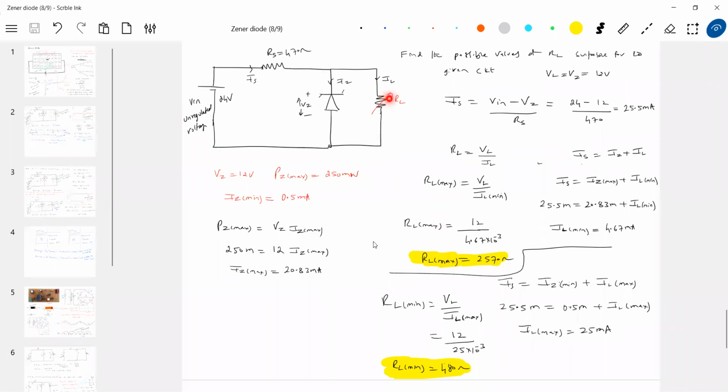Why is RL variable? Because as you start using the mobile, the battery gets eaten up, and when it does, its resistance will change. The change should be within this limit, because you designed the charger in this way. Your mobile's resistance should not become more than this, or less than this. In that way it should be designed. If the resistance of the mobile becomes more than this, the mobile will burn out.